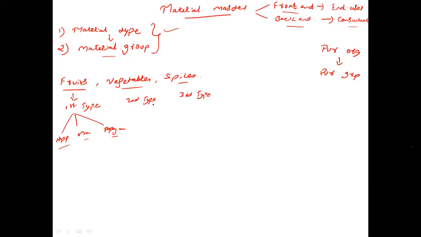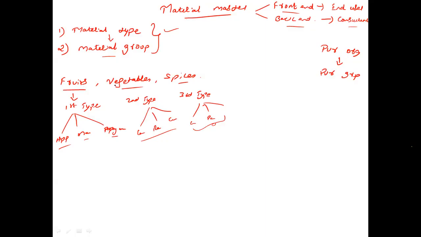Okay. Under vegetable, you have carrot, radish, and cucumber. All these are different material groups. Under spices, you have cumin, pepper, and some other spices. So these are considered as material group. First thing, to understand the material master, you need to understand what is a material type and what is a material group. So let me repeat it again.